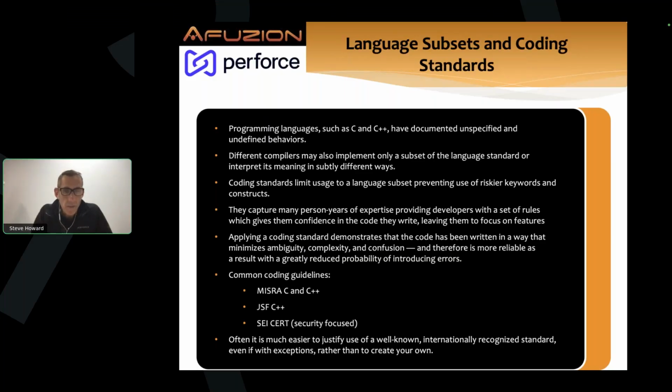Often it's much easier to justify the use of a well-known, well-recognized standard, for example MISRA or JSF, or AUTOSAR, there are lots of them out there, and then have exceptions to that. So you're applying a subset of that and justifying why you're turning off some of the rules, rather than trying to create your own. Creating your own standard from scratch is not only a relatively arduous task, but it's also one that takes a little bit more work in terms of the justification when it comes to signing off on our project.